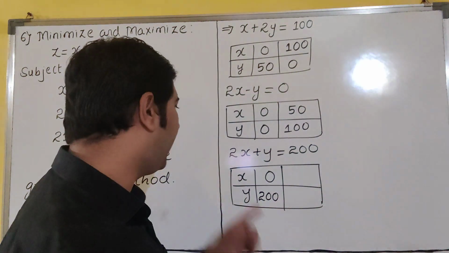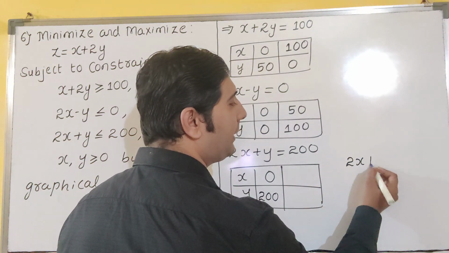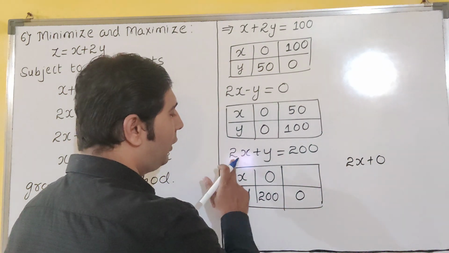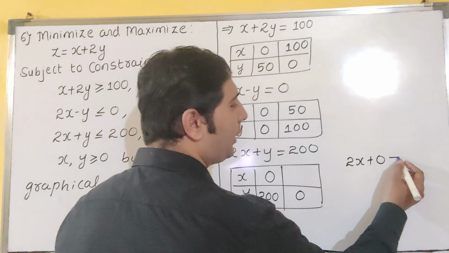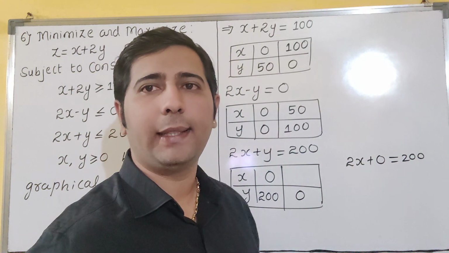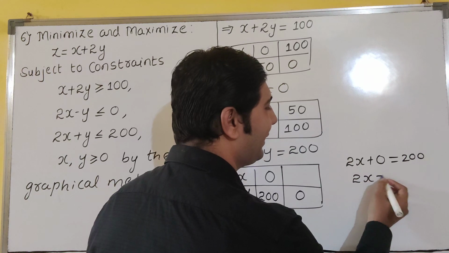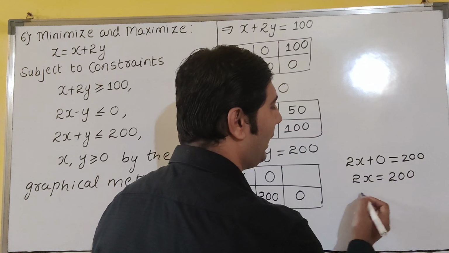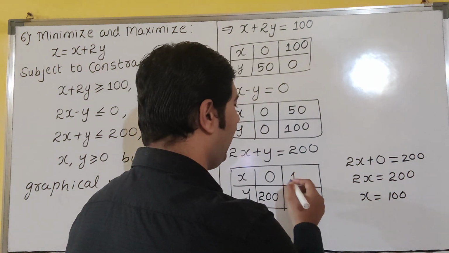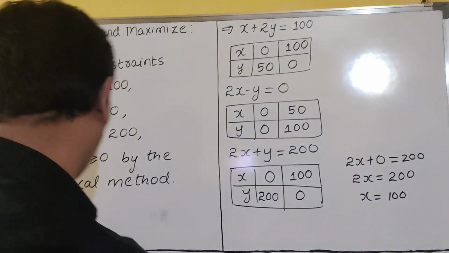Clear? So now see. Y value, you keep it as 0. If you keep y value as 0, we get 2x plus 0 is equal to 200. 2x plus 0 is what? Don't say 0. 2x plus 0 is 2x, dear students. So please be careful while writing. So 2x is 200, so x value is what? 100, dear students. I hope it is clear, everyone.